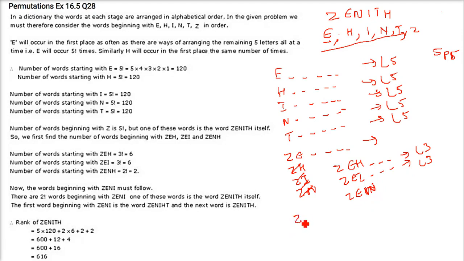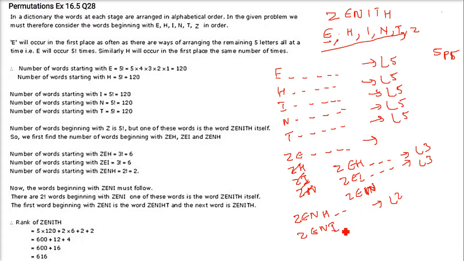So now we will start with Zen. I. Again start from scratch. So Zen, E is already taken. H will come. So 2 are there. What are the formations? Factorial 2. Now Zen H. After that Hi will come. So are we going to make any formation? No. We'll stop here.